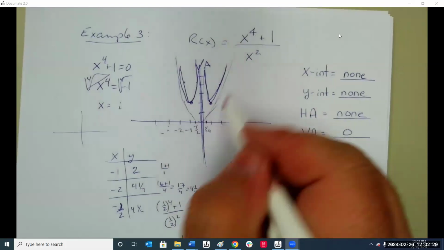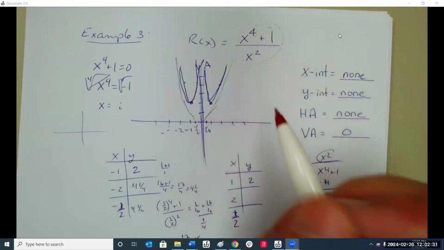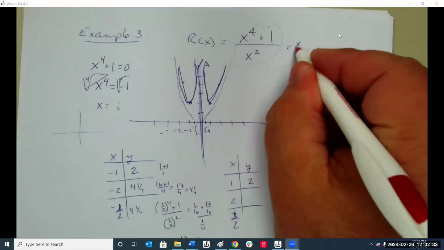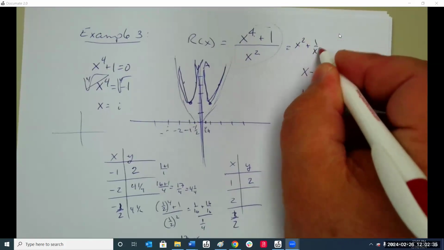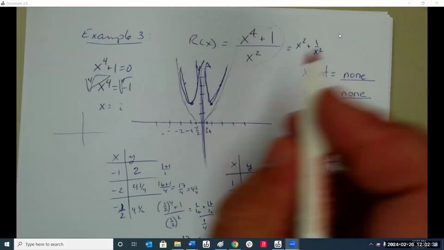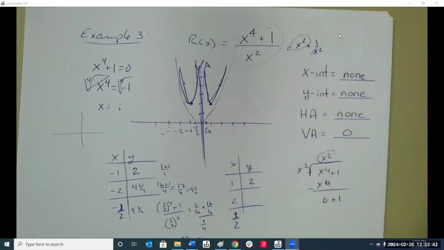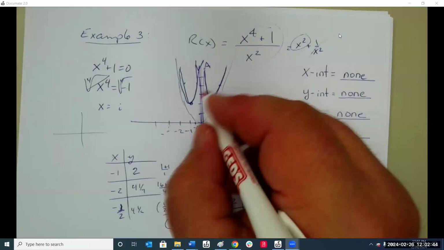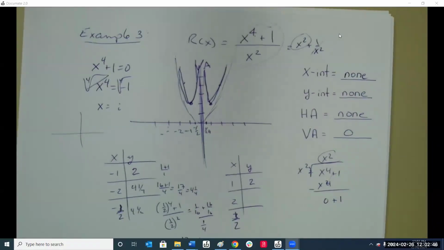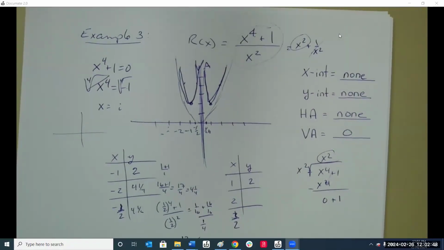If we just did division, we get x squared plus 1/x squared. As x goes to infinity, that one disappears, and all we have left is x squared. So this is what we have left. That's our graph. That was not an easy one, but that's how we figured it out.